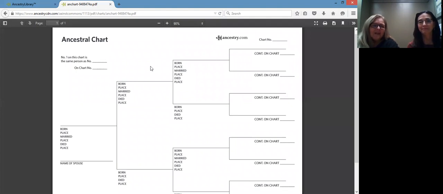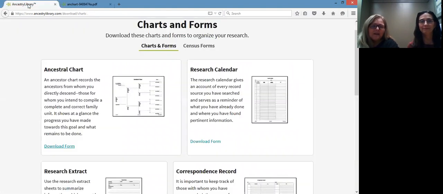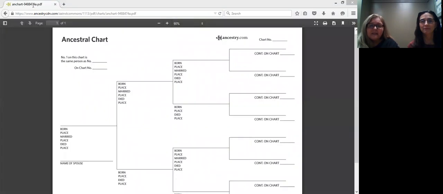Correct. All right, so we're going to go back to Ancestry. The other thing that we're going to be looking at is census forms. We talked about census records during our last session together. And so today we're going to talk about the forms that they used when they were out in the field gathering information.